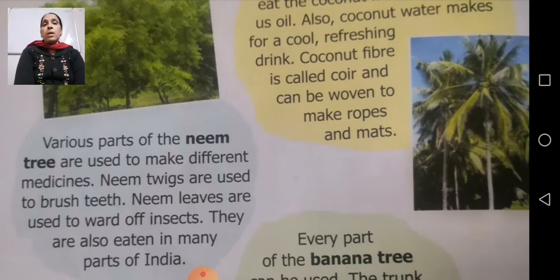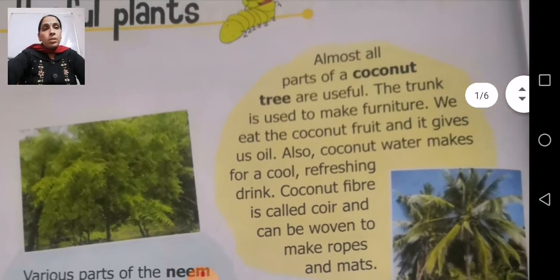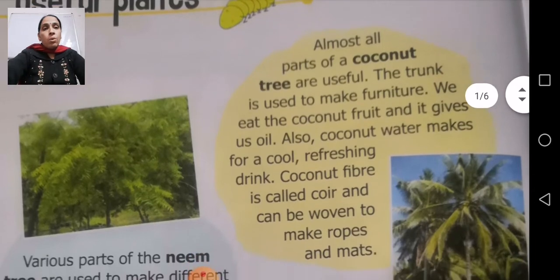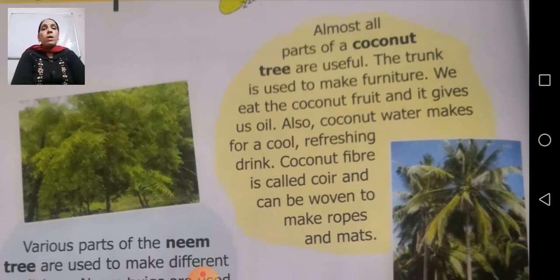eaten in many parts of India. So again, all these 4 points related to neem trees are very important. Whatever uses we have covered that are related to the neem tree, all these uses are very important, so you all will remember these uses. And after that we are going to move to the next one, that is your coconut tree.